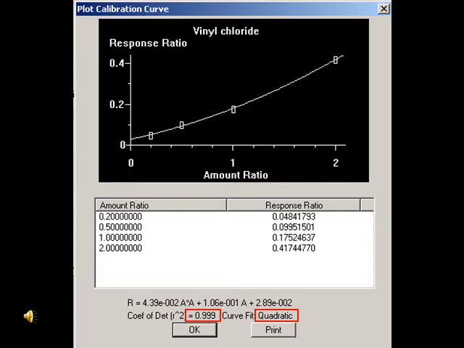While this quadratic curve for vinyl chloride appears to be acceptable, it is the result of inappropriate manual integrations on poor chromatography, noisy split peaks. This masks the fact that maintenance needed to be performed.